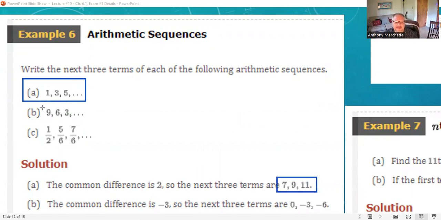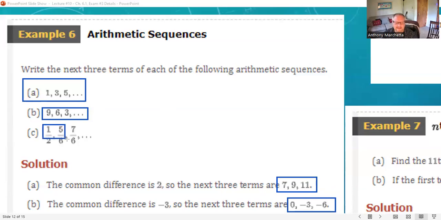All right. How about this one? 9, 6, 3. Yes, it happens sometimes numbers go down. So it looks like the common difference is -3 this time. Yes, you can have negative differences. So what comes next? Of course, 0, -3, -6. And here I have it, right?